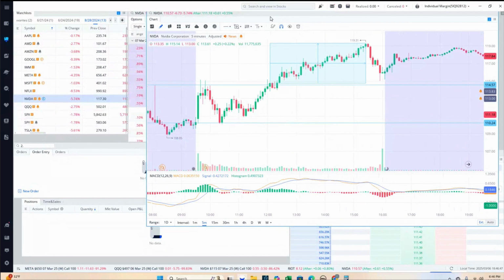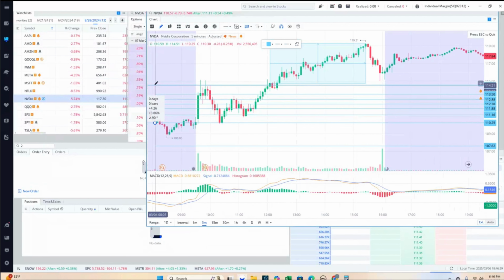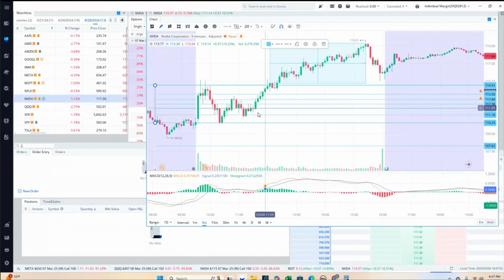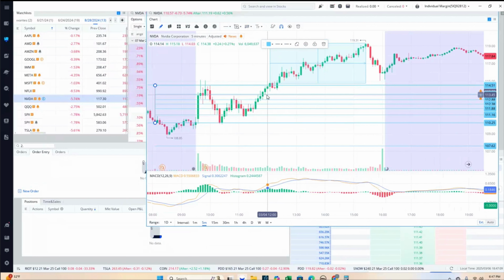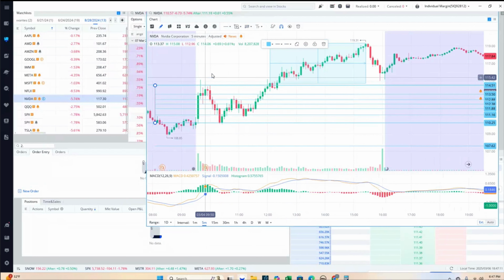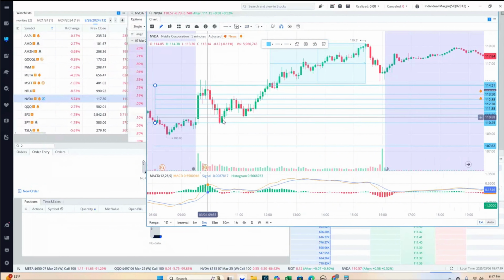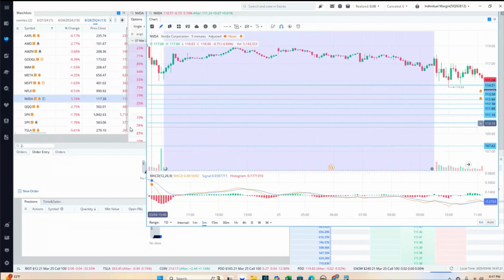Now, the other thing that you can do is fib this level here. So you can fib it and you can take trades off of the levels in here. You can take trades off of the 50% or whatever fib levels you like. And you can take your trades there, because a lot of times what'll happen is if we open up above it, we'll come inside, hit a fib level within that box, and then go back into that direction.